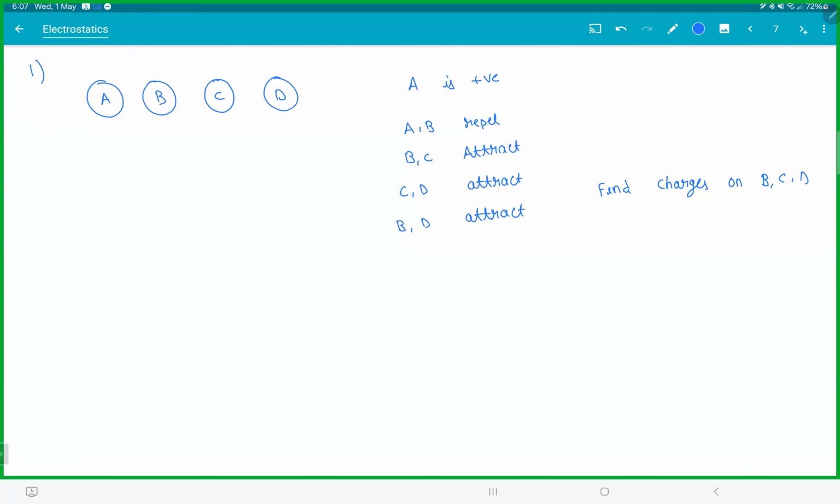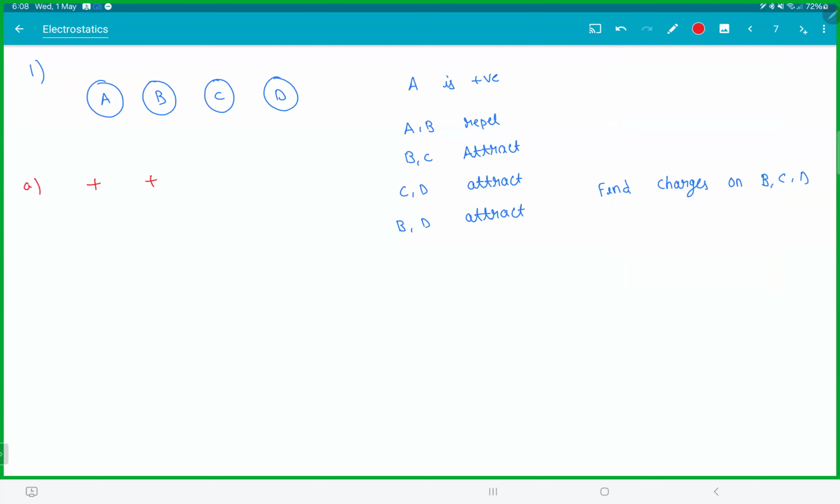Now, when I say attract, the biggest misconception is this. You think attract means only unlike charges can attract. So, first thing, A is positive. It is given. A and B repel. So, there is no doubt B also must be positive.